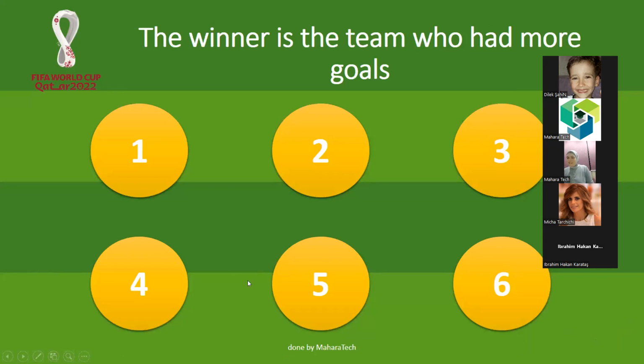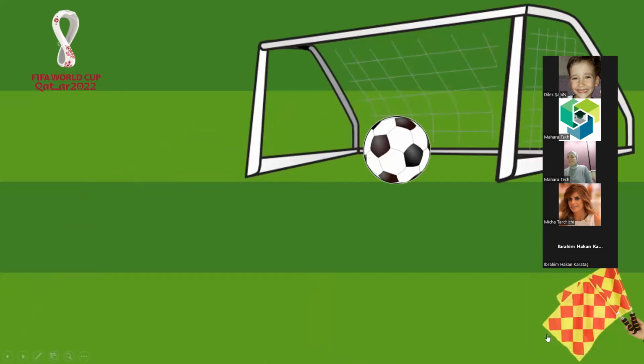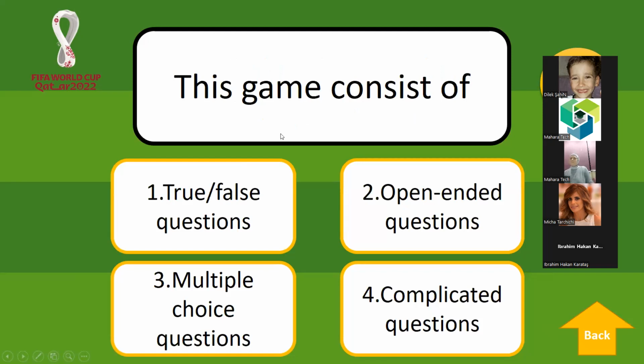Let's try the last now. Question number 5 for Argentina. What makes a game competitive? Is it time, the players, the score, or the theme? The score. Okay, no. To make it competitive, which is a little bit harder. Time. Time, yeah. Okay, so we are still 1-1.